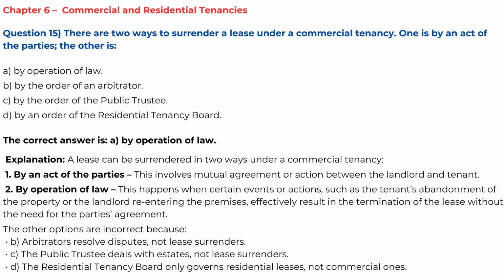Question 15. There are two ways to surrender a lease under a commercial tenancy. One is by an act of the parties. The other is... The correct answer is A, by operation of law. Explanation: a lease can be surrendered in two ways under a commercial tenancy. 1. By an act of the parties. This involves mutual agreement or action between the landlord and tenant. 2. By operation of law. This happens when certain events or actions, such as the tenant's abandonment of the property or the landlord re-entering the premises, effectively result in the termination of the lease without the need for the parties' agreement.